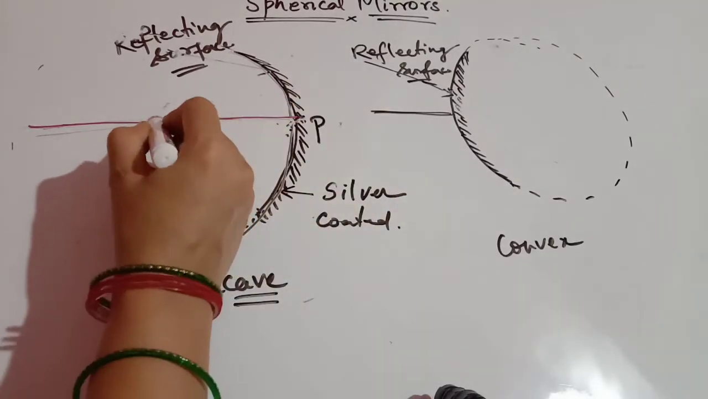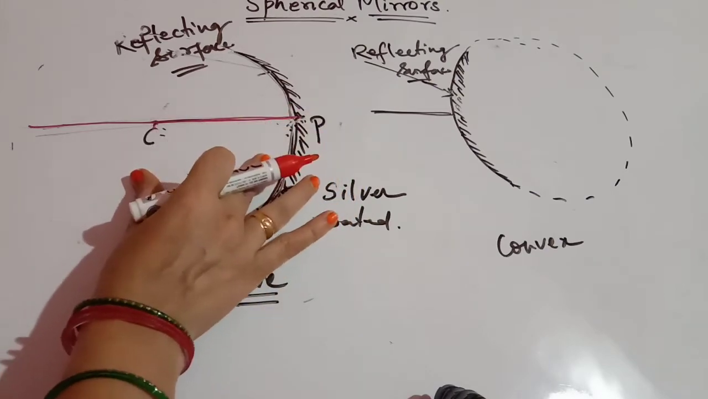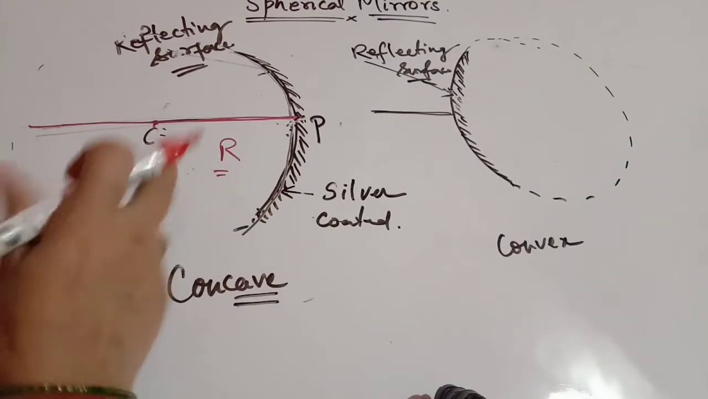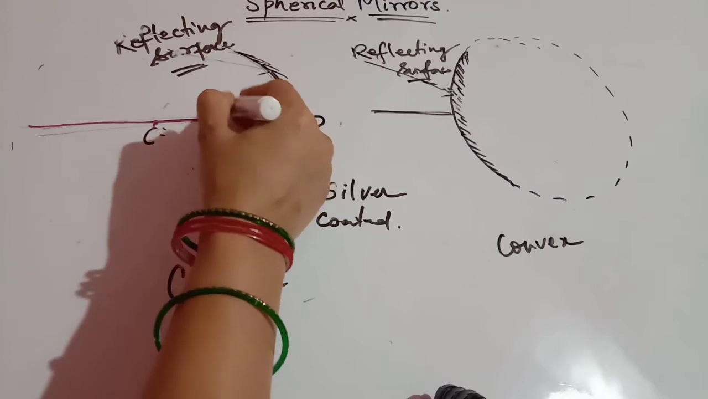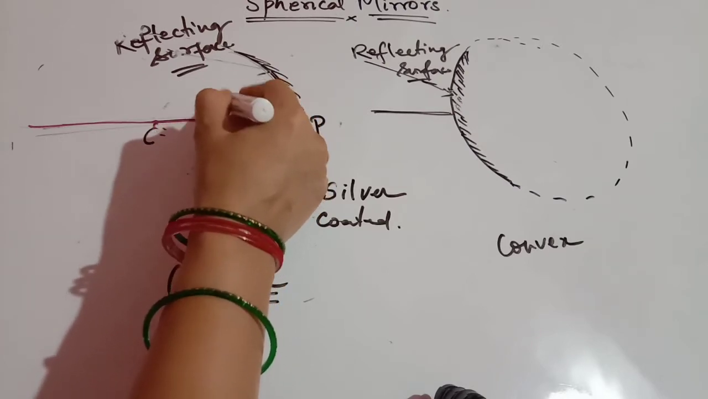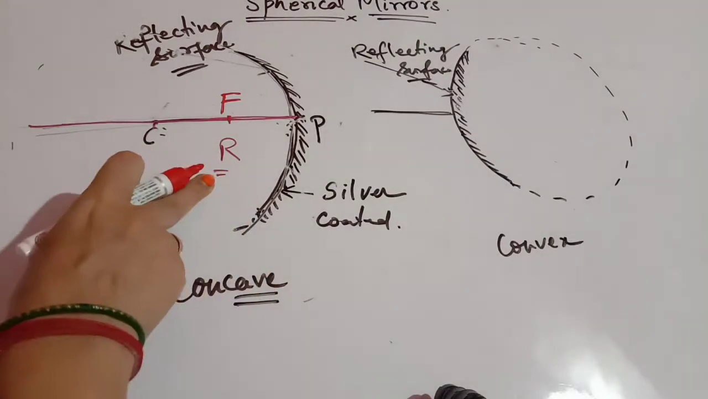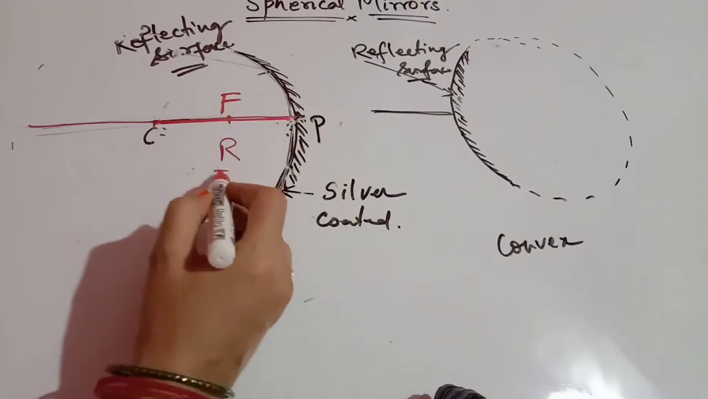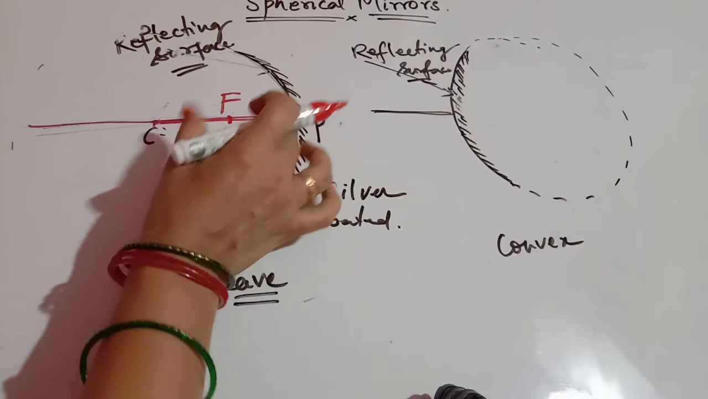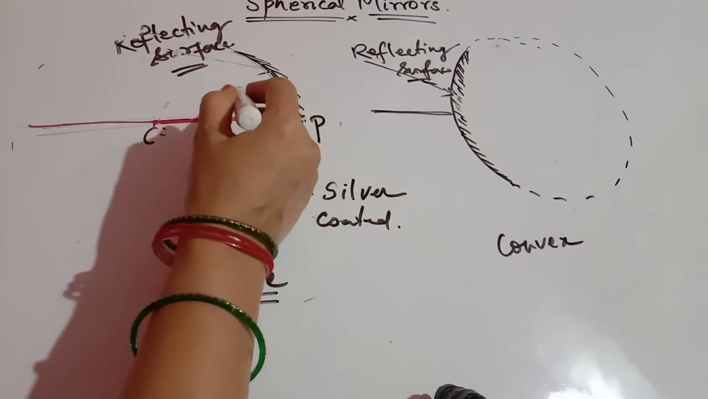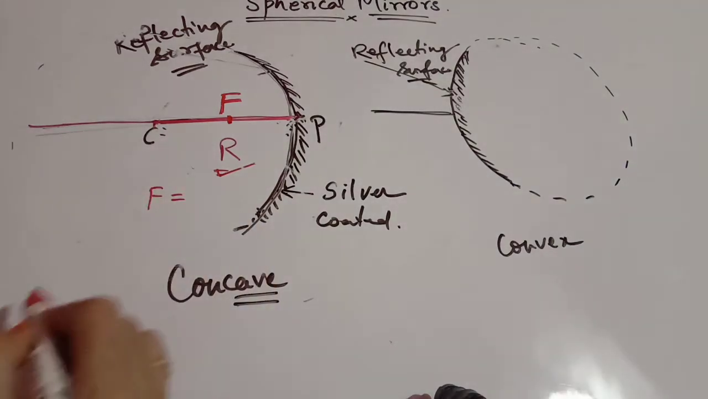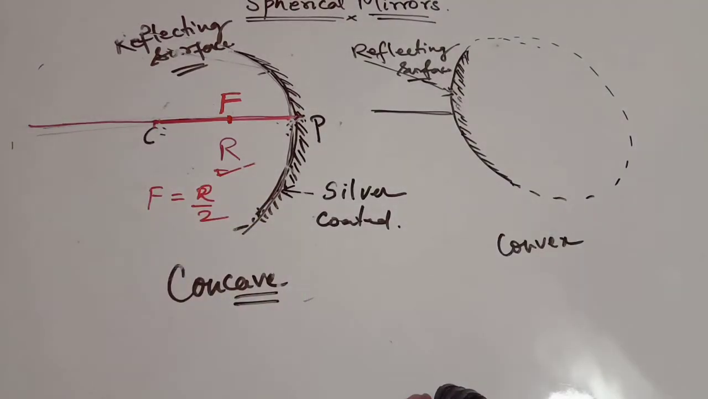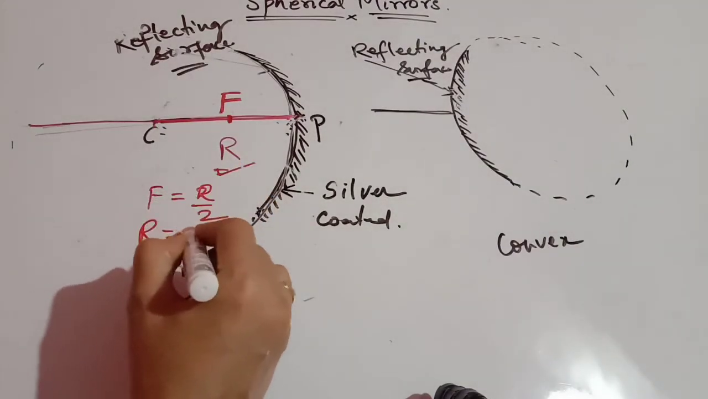Now principal axis is clear, this is the center of curvature, this is the pole. The distance between C and P is the radius, capital R, and we also call it the radius of curvature. In the middle position we represent it as F. This is the focal point, F. So what is the relation between R and F? Look properly and understand. This entire CP is radius R and half of it, the middle point, is F. It means F is equal to R/2. You can say that the radius of curvature is equal to 2F.